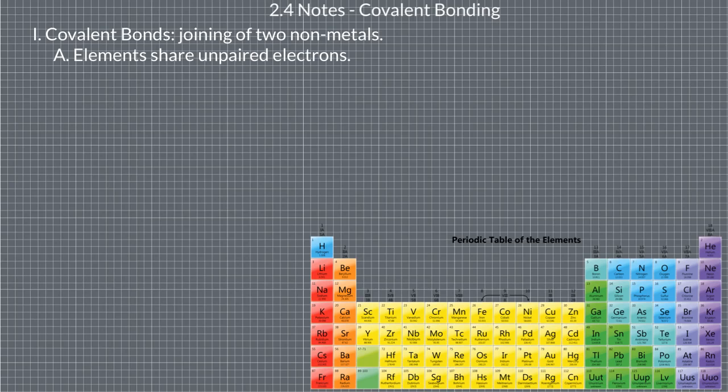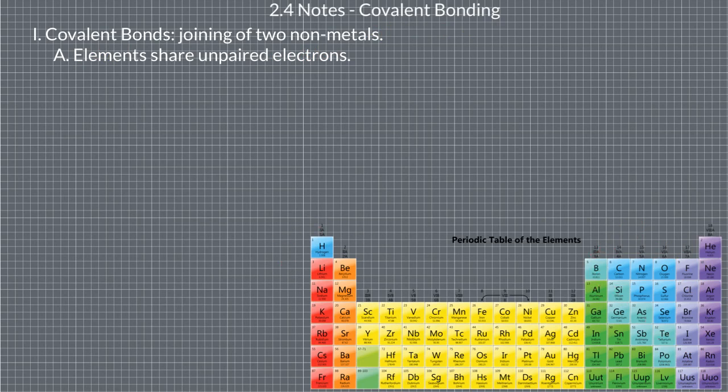So notes 2.4, this is going to be covering covalent bonding. And covalent bonding is going to be different than ionic bonding in that when you have a covalent bond, now you're only going to have the joining of two nonmetals. So that means all the elements that we're going to be dealing with are going to be elements to the right-hand side of the stair step over here, as well as hydrogen, because hydrogen, again, is a nonmetal.